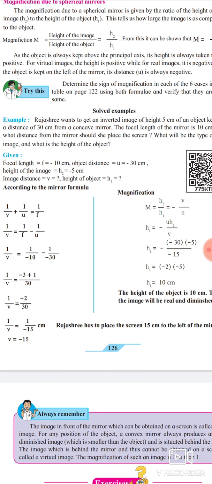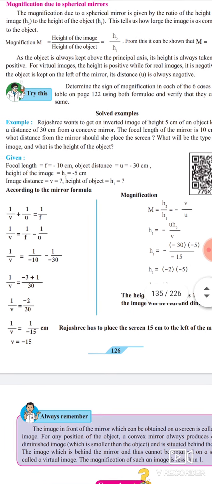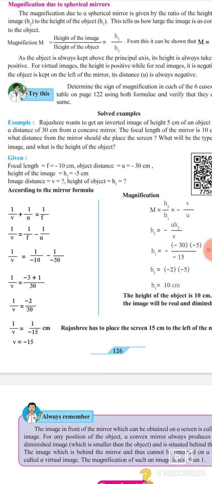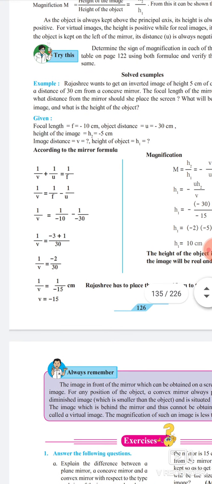So here in this example, children, we have a concave mirror, so f is equal to minus 10. Means a concave mirror is there, that's why it is taken as negative. And object distance u is equal to minus 30. Why? Because the object is always placed on the left of the mirror. That's why the height of the image h2 is also equal to minus 5 cm. Now you have to find out the image distance, that is v, and the height of the object. So according to the mirror formula, 1 by v plus 1 by u is equal to 1 by f. So you have to find out the value of v.